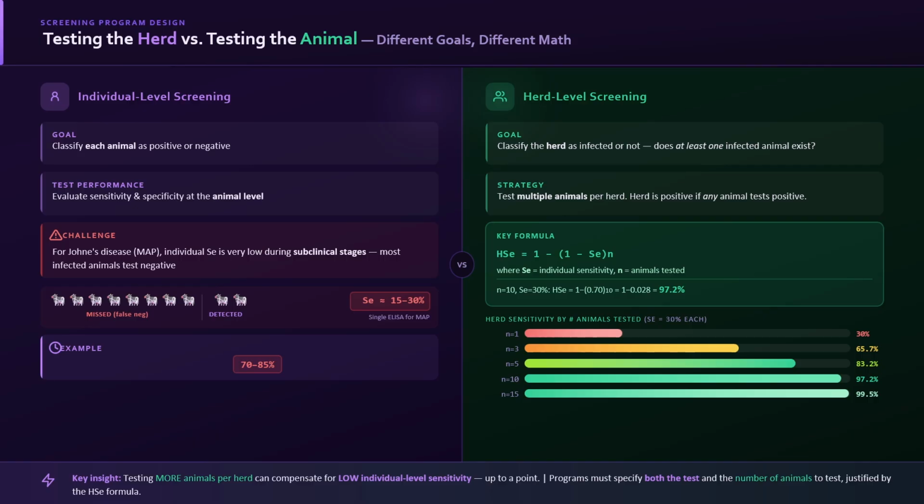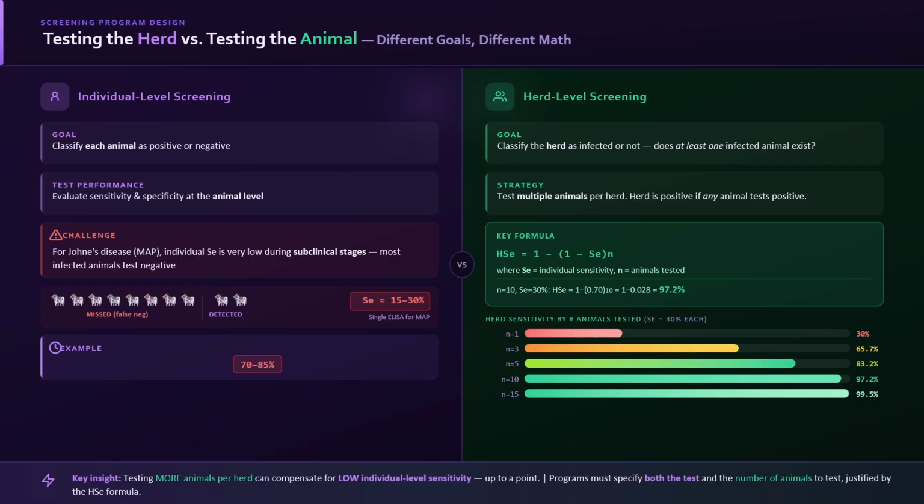Plug in that miserable 30% sensitivity. Test one animal and herd sensitivity is just 30%. Test 3 and it's about 66%. Test 5, 83%. Test 10 animals and you're at 97%. Test 15 and you're over 99%. A test that misses 2 out of 3 individual animals can still flag an infected herd almost every time.